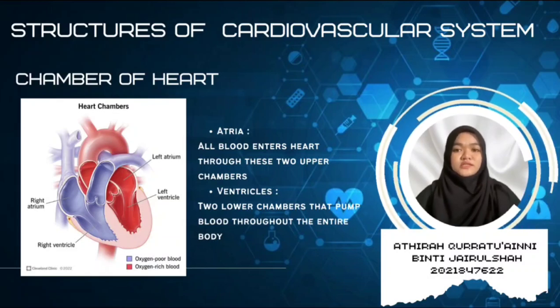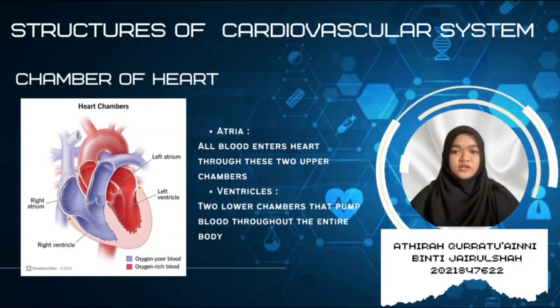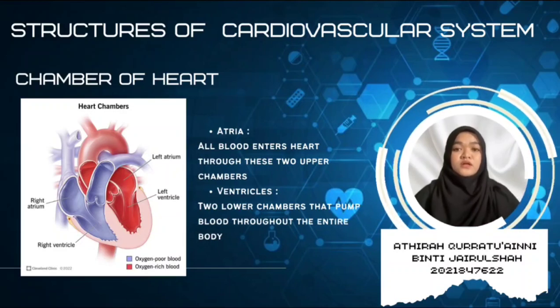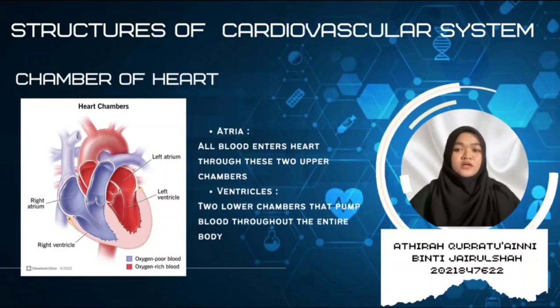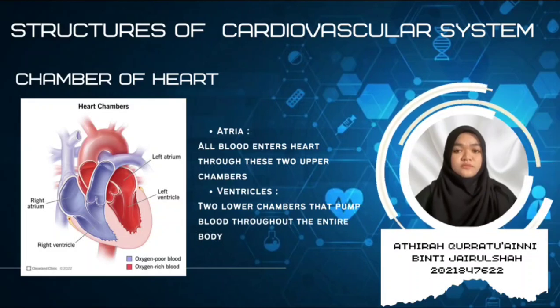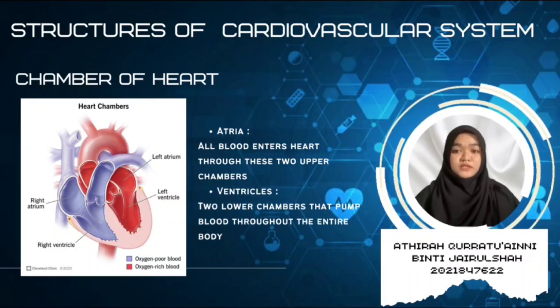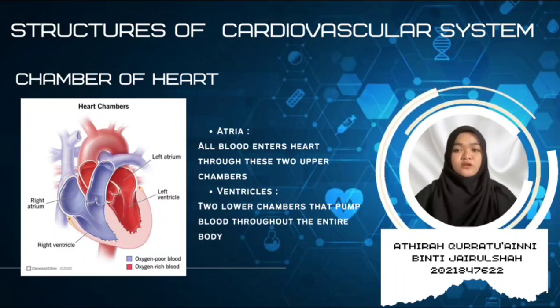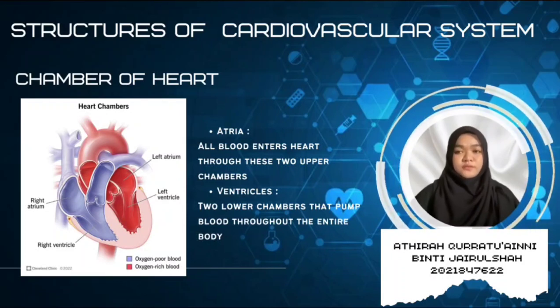The ventricles are the two lower chambers of the heart, and these chambers are divided by the interventricular septum. The walls of the ventricles are thicker than those of the atria because the ventricles must pump blood throughout the entire body. The term ventricle is also defined as a normal hollow chamber of the brain.